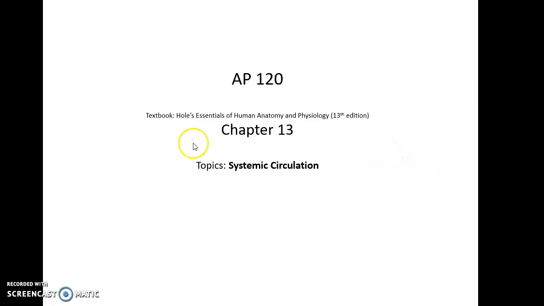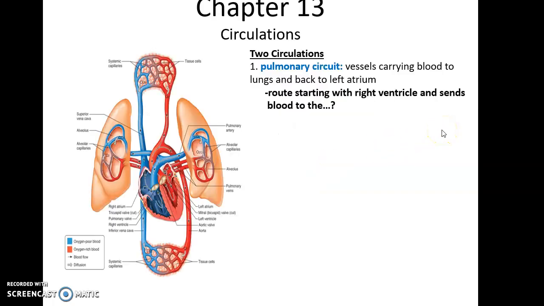Systemic circulation. So, A&P 120, Chapter 13, Topics: Systemic circulation. So there are two circulations, as we know.